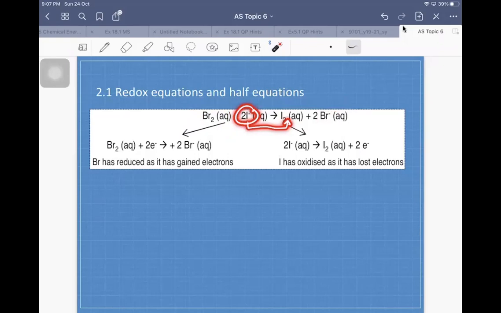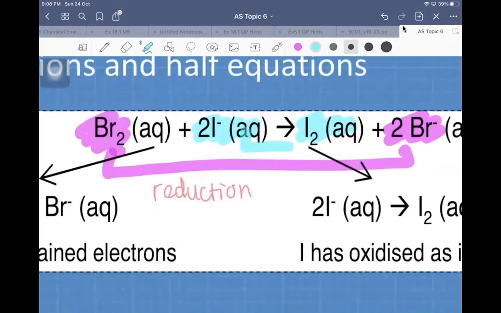I will show you bromine to bromide. I'll use the same highlighter. That is your reduction. And then iodide to iodine. I don't know if you can see this. That is your oxidation.